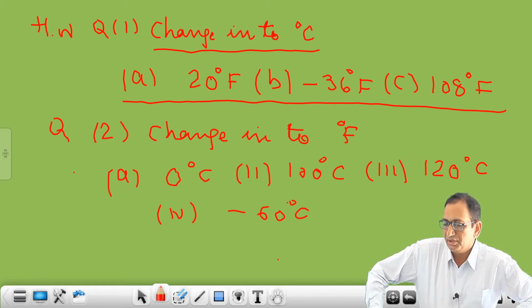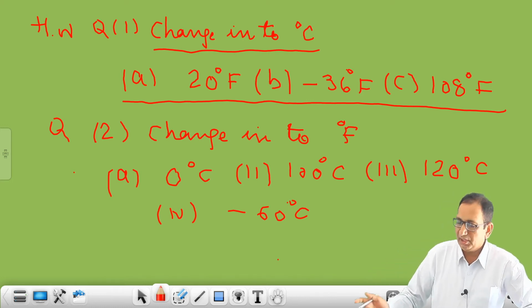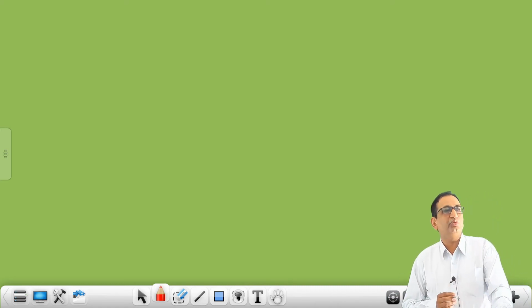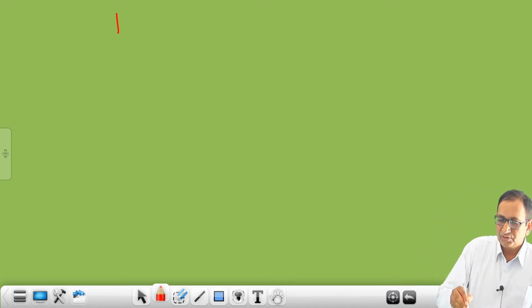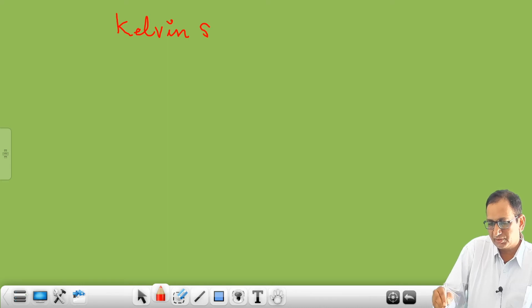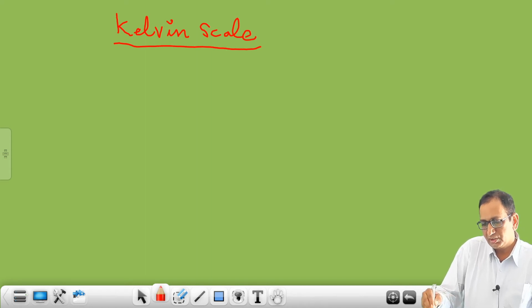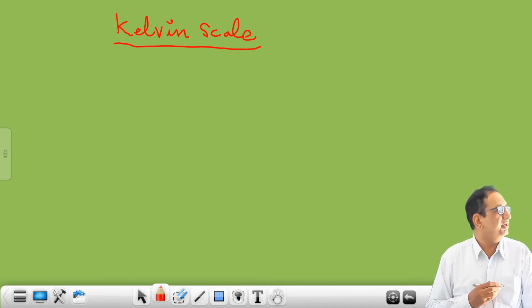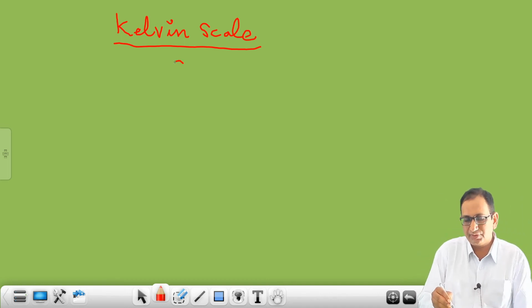Okay students, and now we are moving towards the next one, the Kelvin scale. This is a very important temperature scale. So Kelvin scale. Students, actually the Kelvin scale is the SI unit for temperature. This is the standard international unit for temperature.